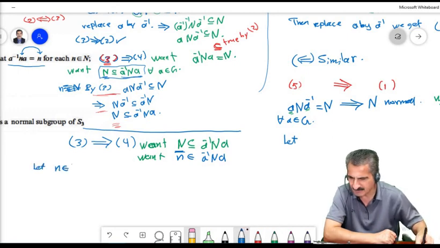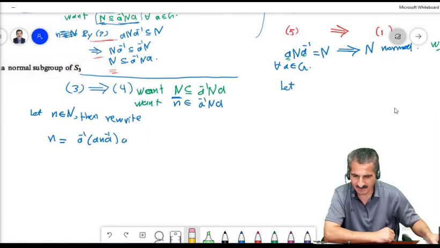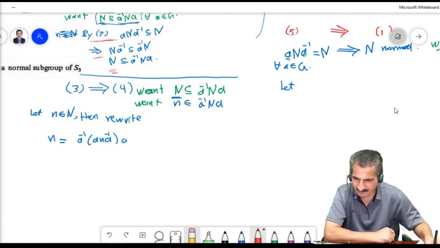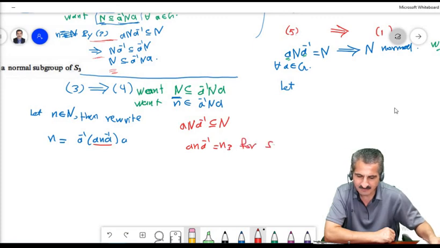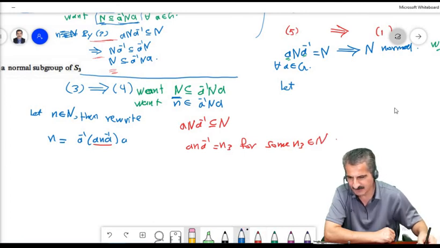Let n belong to capital N. Then write... now 3 says A inverse is contained in N. So this one is contained in N. So A inverse equals N3 for some N3 in N. Okay, so let's go and change it.